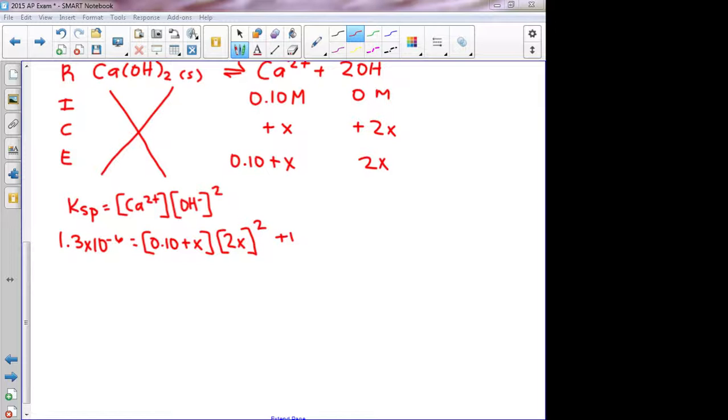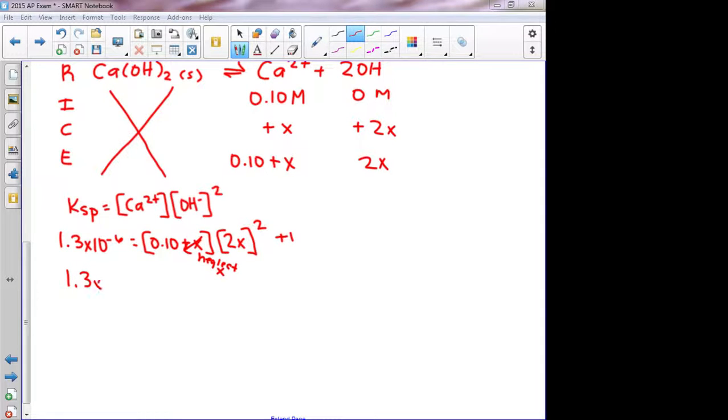Now notice, I'm going to neglect this x. Why am I going to neglect this x? Because it's so small. Okay? Because it's so small, and if I kept the x there, I would need the what? What would I need to use to solve this problem? The quadratic formula. Do they ask us to do that on the AP exam? No. Okay? So no, we neglect that x.